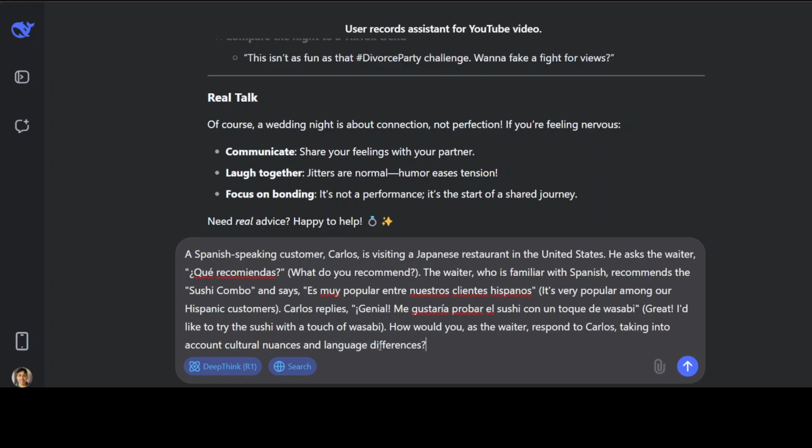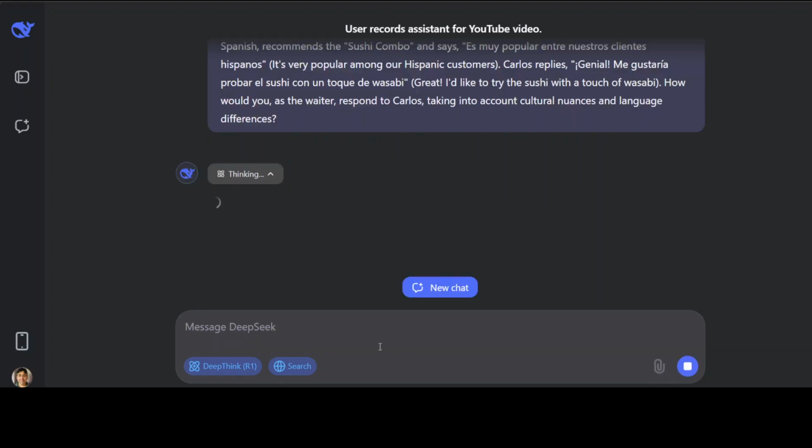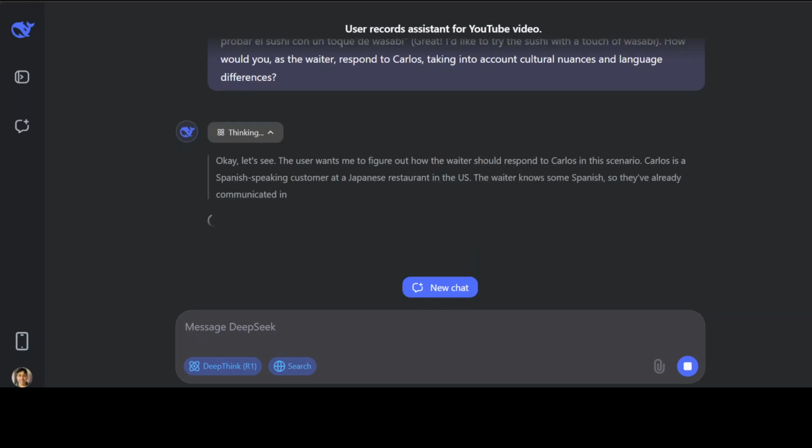Now I'm checking it with multilingual. So I'm asking it that a Spanish speaking customer Carlos is visiting a Japanese restaurant in the US. He asks the waiter something in Spanish, and then waiter responds in Spanish. So model should take into account cultural nuances and language differences. So I'm checking if model is multilingual or not.